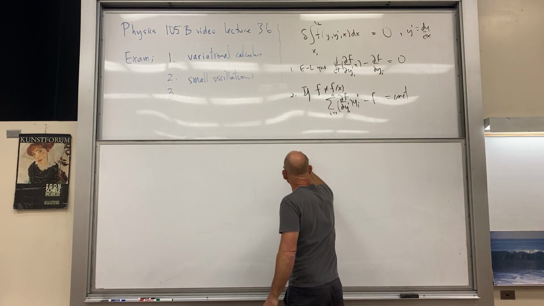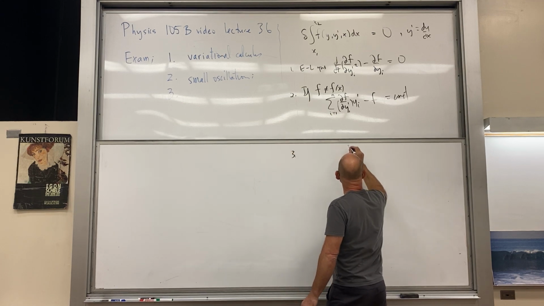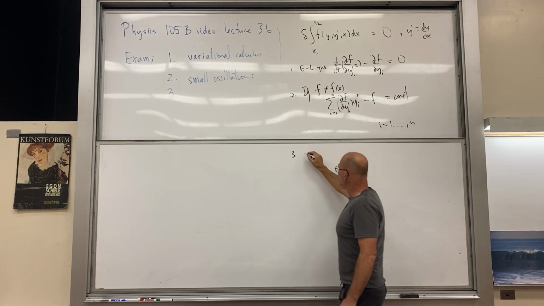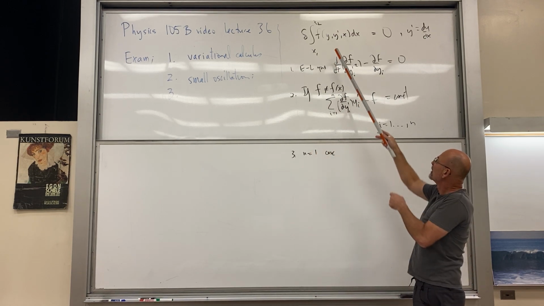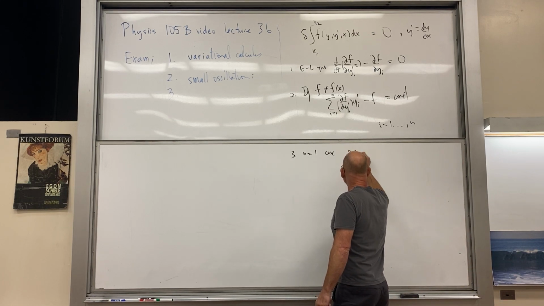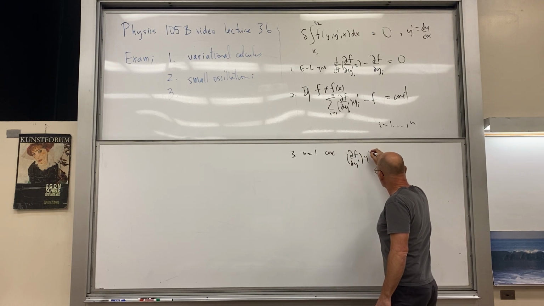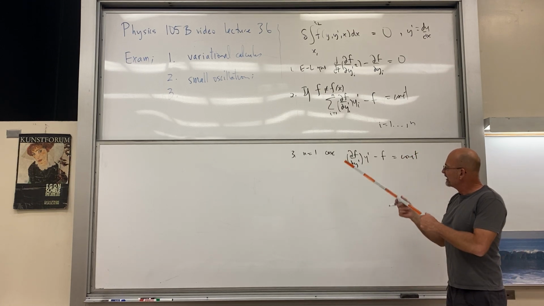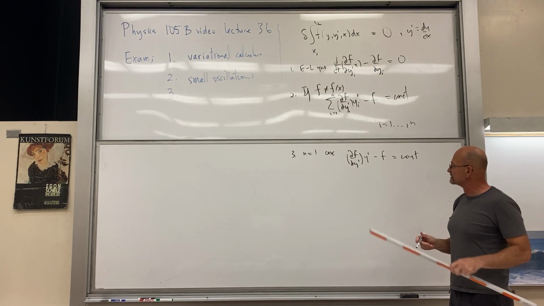Now, this was i equals 1 to n. So in the n equals 1 case, essentially what I have up there, we're looking at partial f with respect to y prime, times y prime, minus f, equals constant. And in this case, you want to be able to take this to the stage of a quadrature.